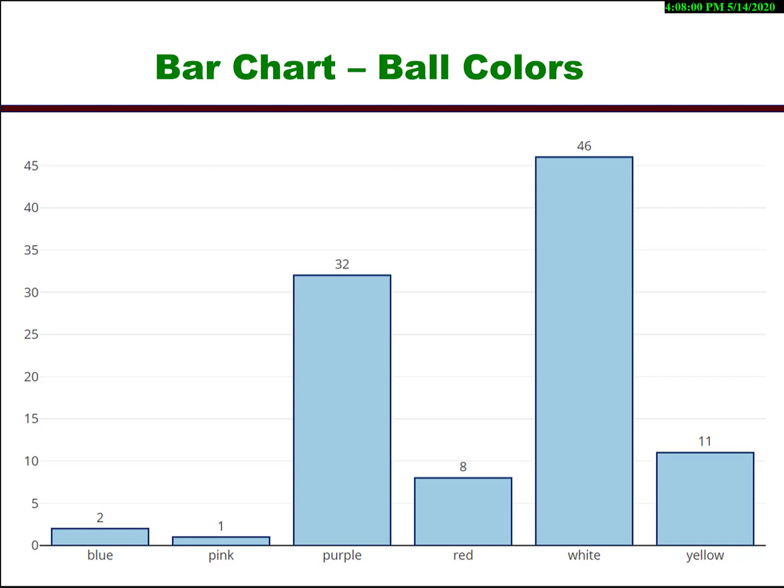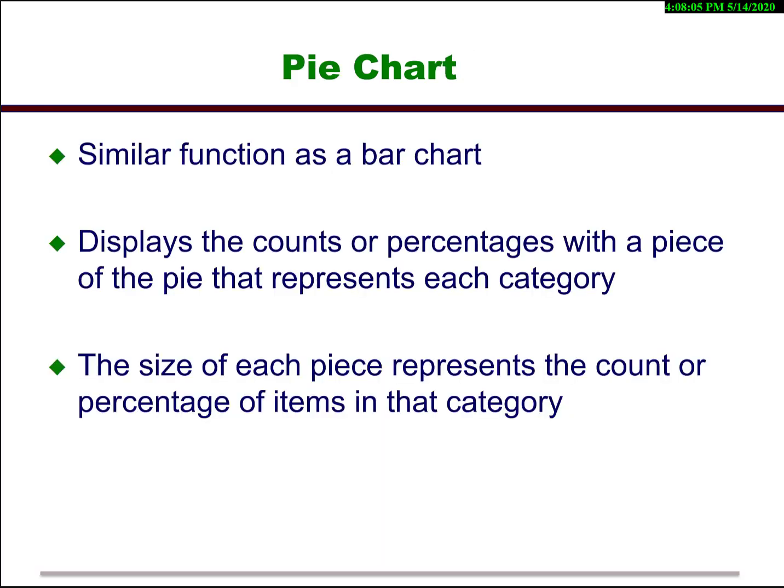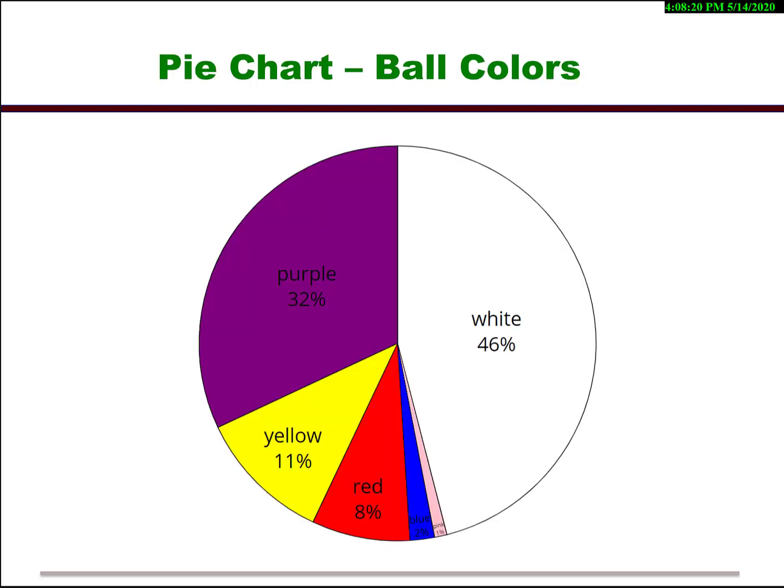Now we can summarize this in a different way visually by looking at something called a pie chart. A pie chart has a similar function as a bar chart. We will create a pie, and the size of each piece will be based on the percentage in each category. Let's look at a pie chart for the balls data. We can see here that each pie piece is labeled with the color that it represents and the percentage that it makes up. You can see here that we get the same relationship as we saw with the bar graph. The majority of the colored balls drawn are either white or purple.